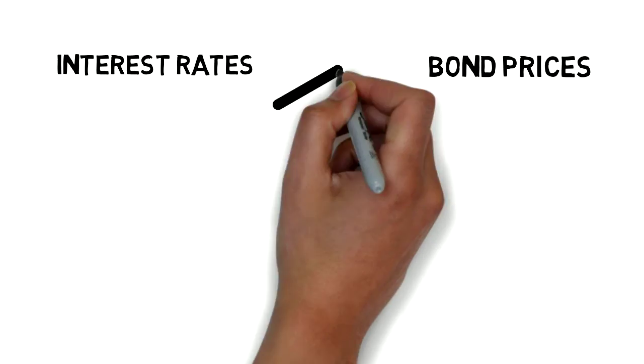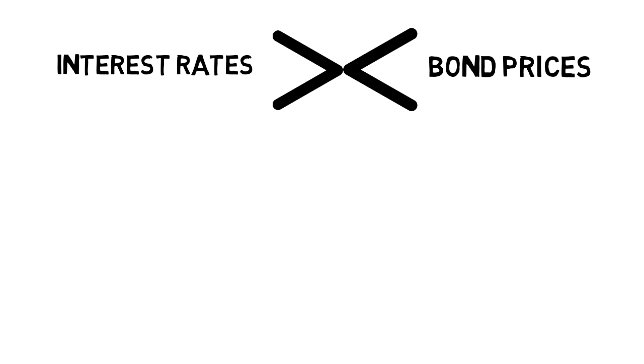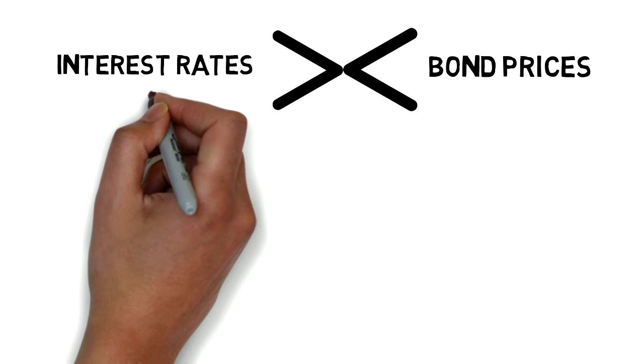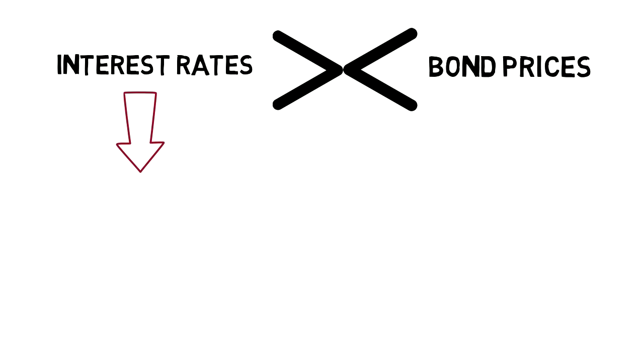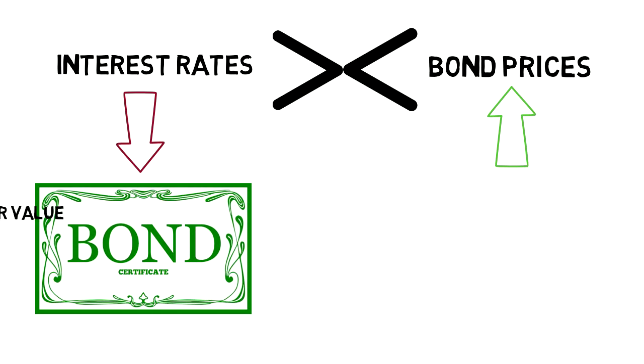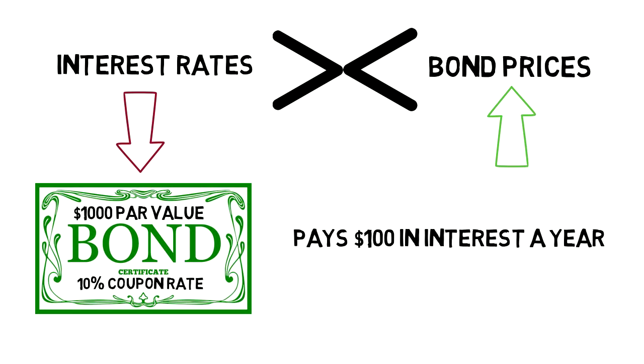Interest rates and bond prices have an inverse relationship. If interest rates fall, the price of bonds trading in the marketplace generally rises, and vice versa. For example, a bond with a face value of $1,000 and a 10% coupon rate pays $100 in interest a year, even if its price changes.